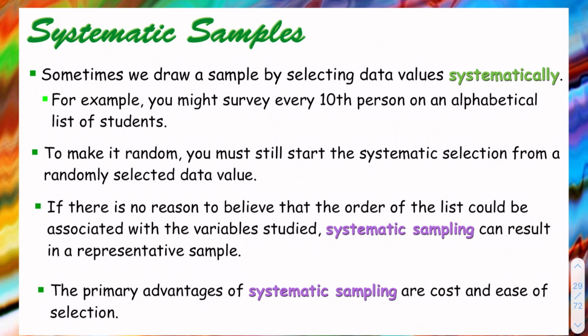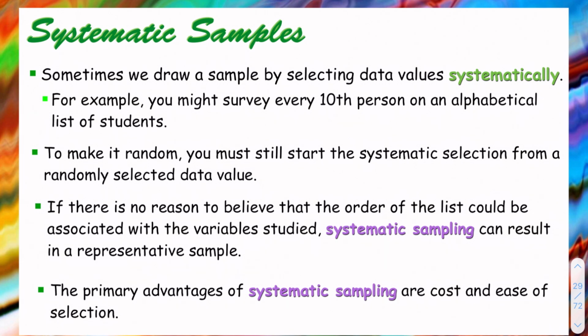So with systematic samples, okay, new thing, systematic samples. Sometimes we draw a sample by selecting data values systematically. For example, you might survey every 10th person on an alphabetical list of students. So we pull our roster of all seniors, and instead of assigning a random number, we're going to say we're going to go every 8th person on our list, boom, boom, boom, boom, boom. We're going to ask these people to answer our questions.